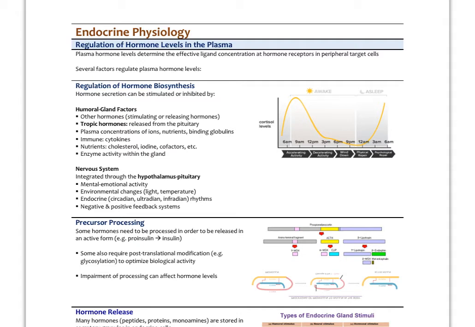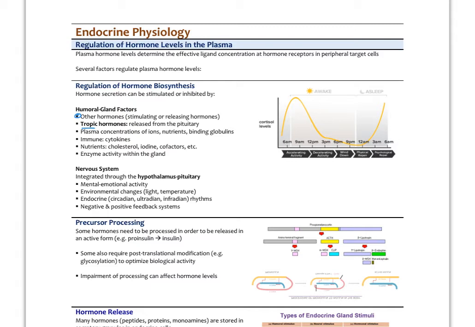There are a lot of what we might call humoral or glandular factors which regulate hormone biosynthesis. That would include the presence of other hormones, so specifically stimulating or releasing hormones, for example, from the pituitary. So TSH stimulates the thyroid to release the thyroid hormones, ACTH, the adrenal hormones, and so forth. These are called tropic hormones.